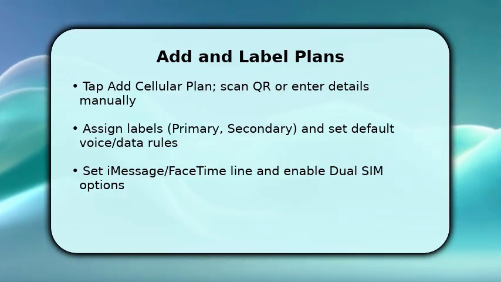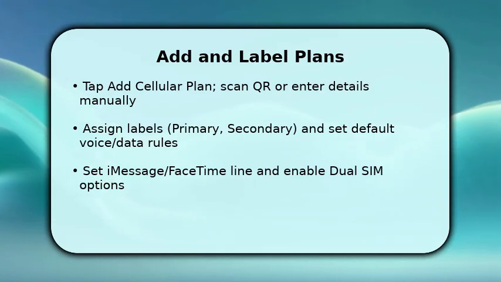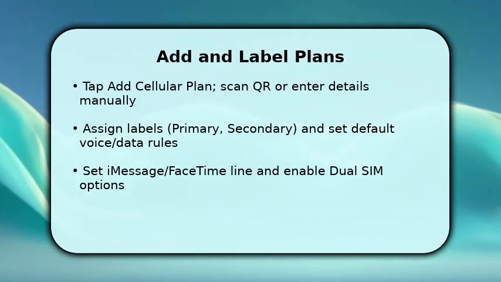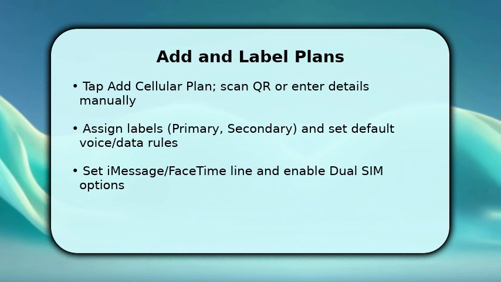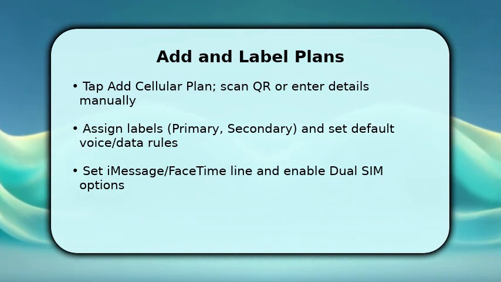Once the plan appears, label each line clearly: primary for personal, secondary for work, so your iPhone selects the right number automatically. Then configure default voice and cellular data preferences and enable iMessage/FaceTime for your chosen line. This ensures calls and messages use the proper identity and avoids billing surprises.